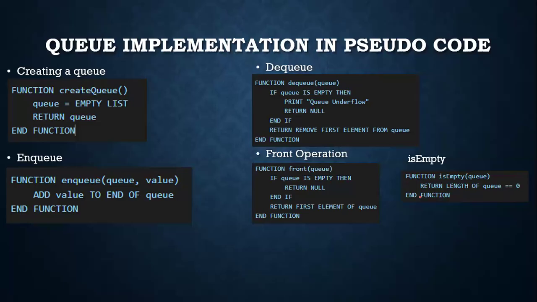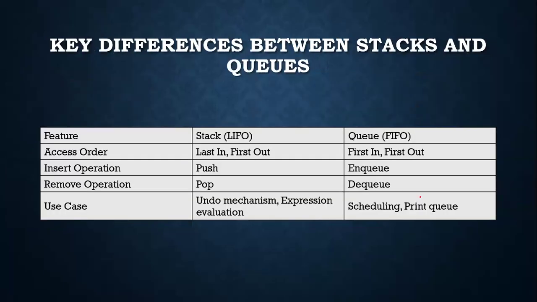That information firsthand. Okay. So now we have to understand the differences between stacks and queues, right? Here we've got our feature, our access order, insert operation, remove operation, and the use case. For our stack, the access order is last in, first out. So the last guy in is the first one out, whereas in the queue we follow first in, first out, right? The insert operation is called a push in a stack, and in the queue it's called an enqueue. Removing is a pop, whereas in a queue it's dequeue.